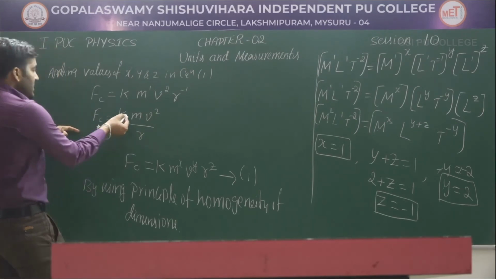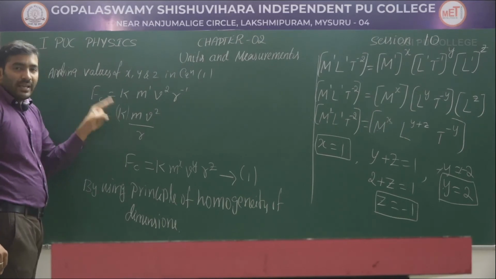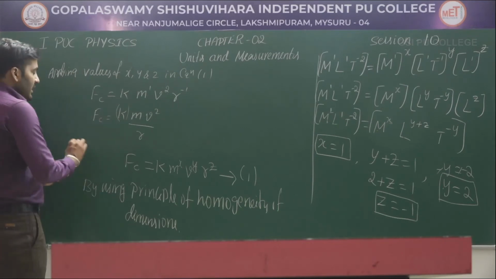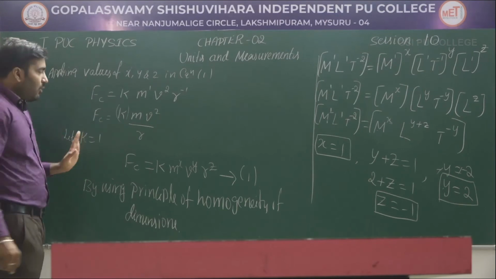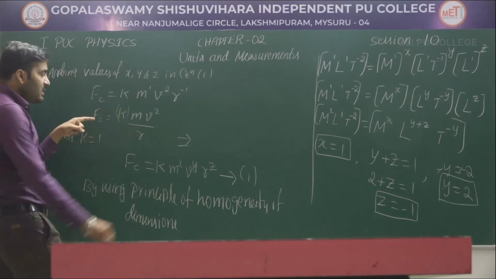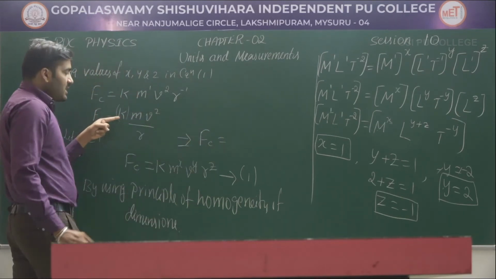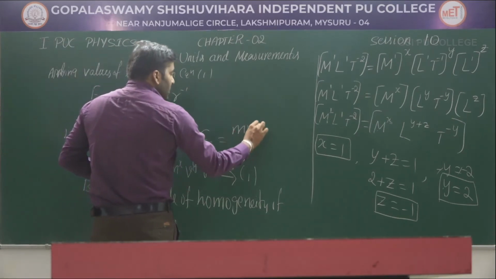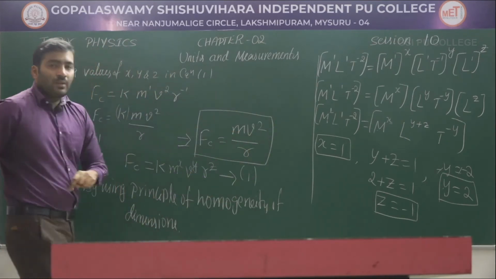So let this value of k, we cannot find the value of this constant k by the dimensions, but you can say that this is an arbitrary constant. So let us take this k to be equal to 1. If I take k is equal to 1, then this equation implies Fc is equal to, I will take this k is 1, so mv square by r. So we got the required equation.